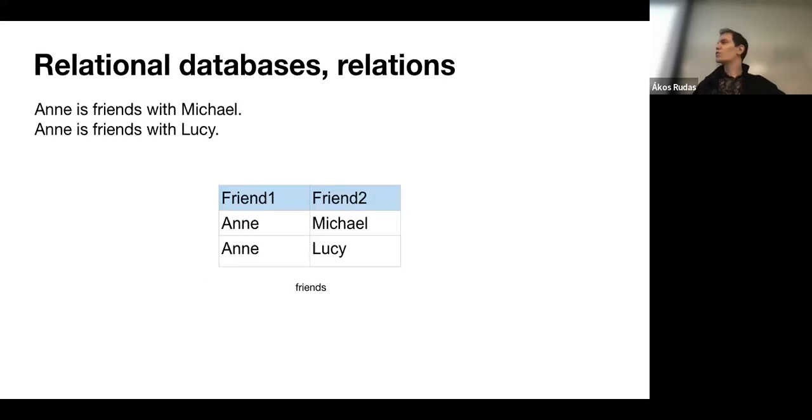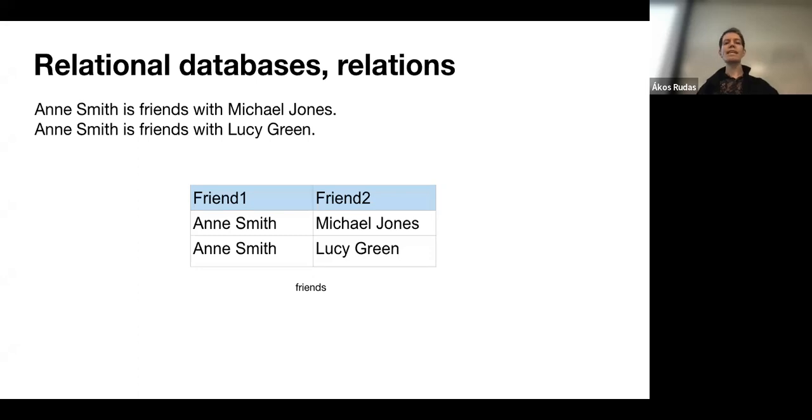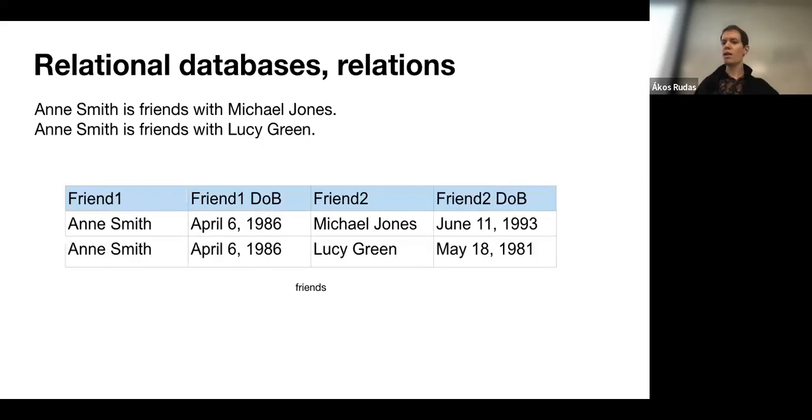So let's go forward with this table. This is a database, so let's put some more data into those sentences which we would like to store in the relational database. Let's say Anne Smith is friends with Michael Jones, and Anne Smith is friends with Lucy Green. So there we go. We can easily store this extra information in this table. Another attribute, let's say, of a person would be their date of birth. So now we not only store their names, we also have information about their dates of birth.